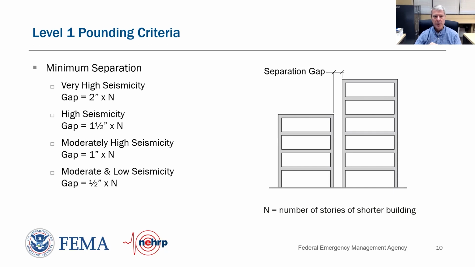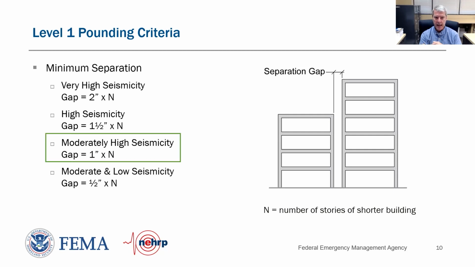If we have a separation gap and we're of a 1/2 inch times the number of stories for the shorter building. So in this case, we have a 3-story building as our shorter building. Then 3 times 1/2 is 1.5 inches. That's the separation gap that we have to have between our buildings to satisfy our pounding criteria if we're in low or moderate seismicity region. It increases, the gap does, as we shake the buildings more strongly.